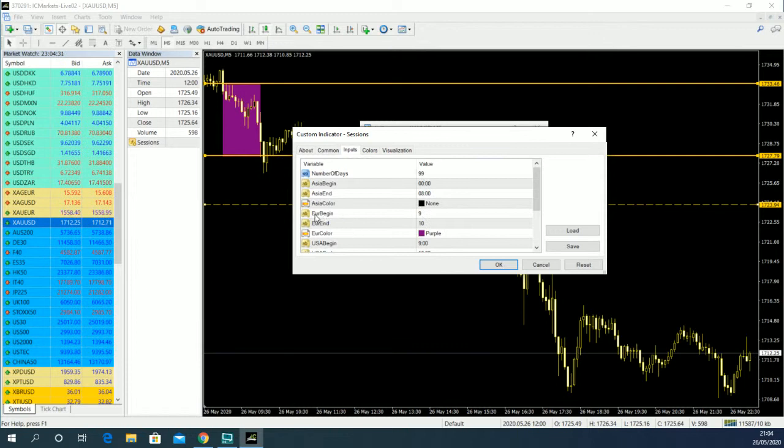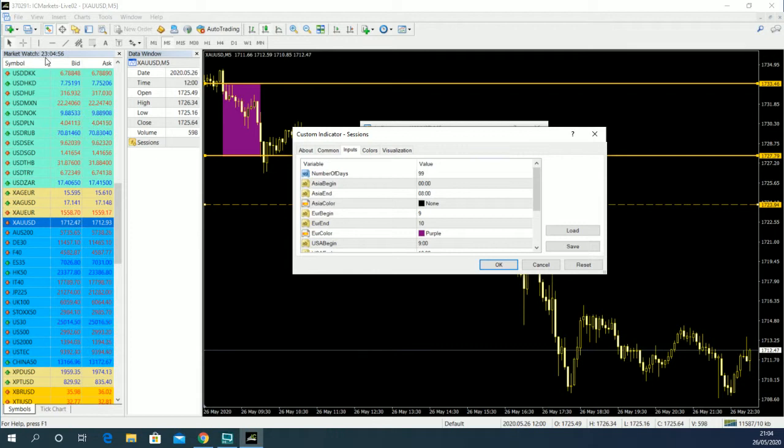So the next one is Euro begin, Euro end. What time does Euro start? What time does it end? Remember, this time must be your broker time. It must correspond to your broker time, not the country you are from, not the area you are from. It is the broker's time. It is shown on your MT4 platform. Okay, it will show broker time.